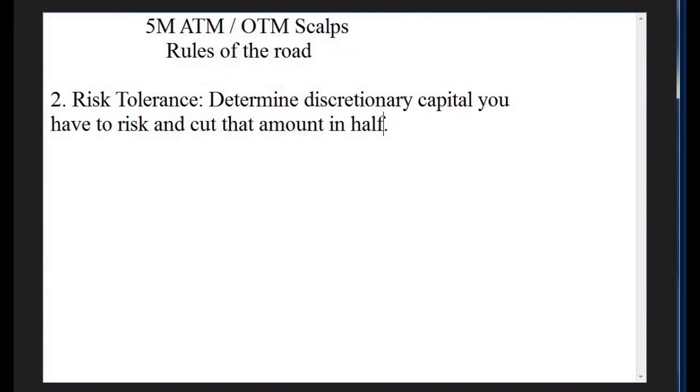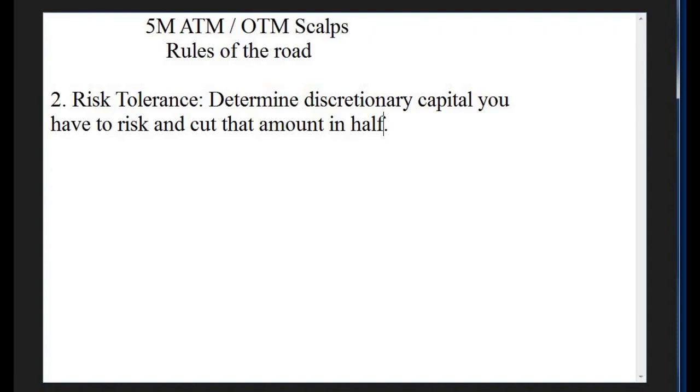Okay, risk tolerance. Determine what your risk tolerance is and use discretionary capital when you're doing this, and whatever you think your risk tolerance is, cut that in half, and that's where you start. Okay, give yourself at least 2 shots.